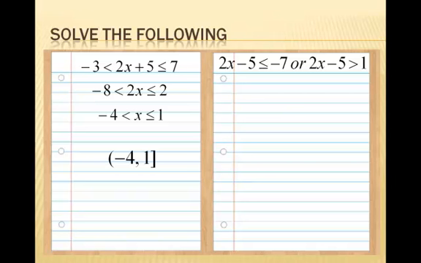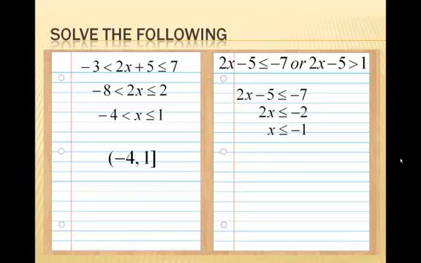Let's turn our attention to the second example. In this one, I have 2x minus 5 is less than or equal to negative 7, or 2x minus 5 is greater than 1. So I don't actually put these two together. Instead, I'm going to solve each of these inequalities separately, and then I'm going to work on putting their solutions together. So let's see how this works. I'm first going to focus on 2x minus 5 is less than or equal to negative 7, and just solve that one. So I'll add 5 to both sides, and then I'll divide both sides by 2.